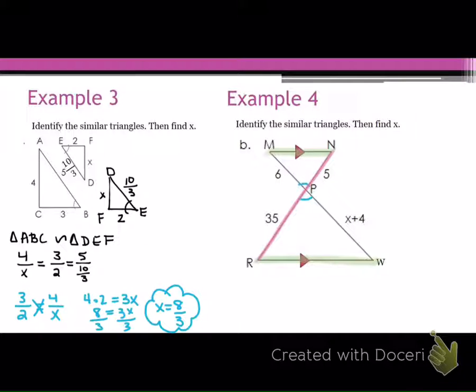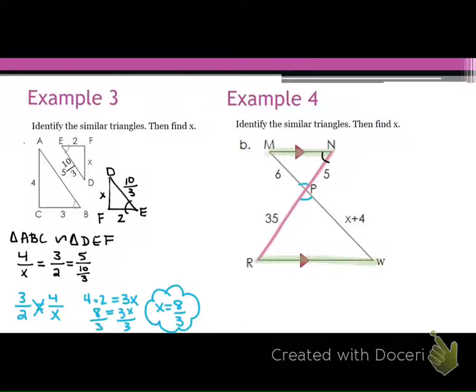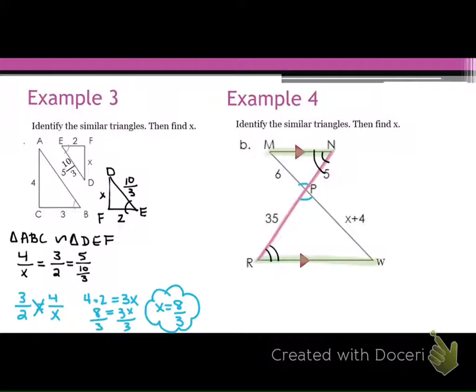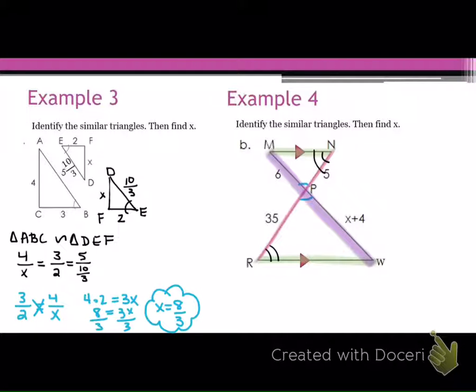M and P and PRW. What did you say, QRW? I was like, there's no Q, but you might have said the right thing and I heard the wrong thing. So our other transversal is the purple one. With the purple transversal, what are my alternate interior angles for that one? Bryce, what are my alternate interior angles with this purple transversal? NMP and PWR.